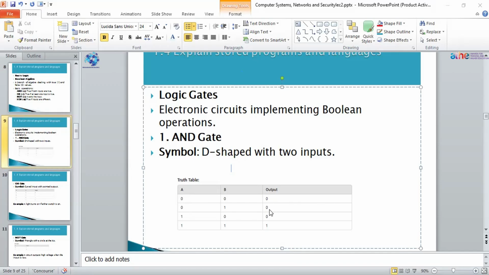Now, if you see, it was false, it was true, the answer was false. It was true, it was false, the answer was false. Now, at the end, both are true. We have A that represents 1, that is true. B also has 1 that also represents true. And at the end, we have the answer that is true. So A and B, true and true, will represent true.